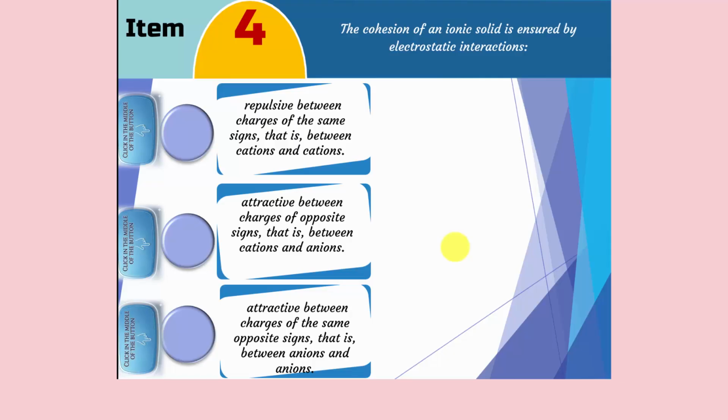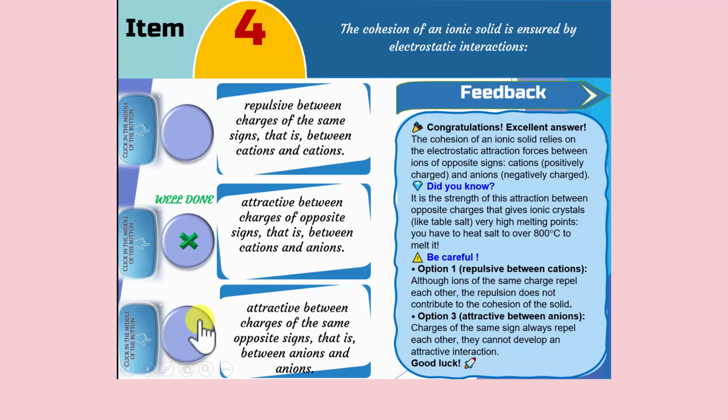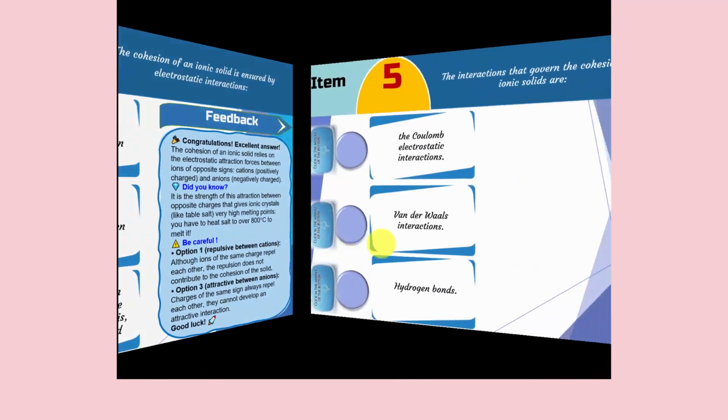The key idea is that an ionic solid is held together by electrostatic attractions between ions with opposite charges, positively charged cations and negatively charged anions. Opposite charges attract, while charges of the same sign repel. So cation-to-cation interactions are repulsive, and anion-to-anion interactions are also repulsive. Neither contributes to the solid's cohesion. This strong attraction helps explain why ionic crystals, such as table salt, have very high melting points above 800 degrees Celsius. Excellent work if you selected the interaction between cations and anions.